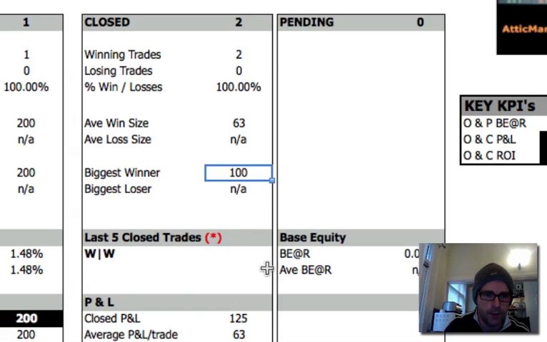This section in here shows me the status of the last 5 trades. So I've had 2 consecutive winners. I use this to manage my portfolio level risk. So if I have 3 consecutive losers, I stop trading for the day.